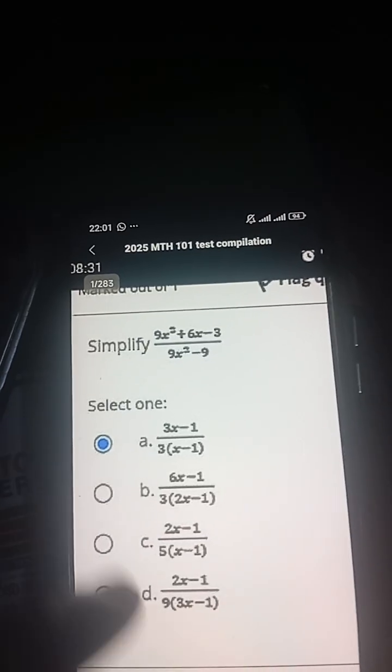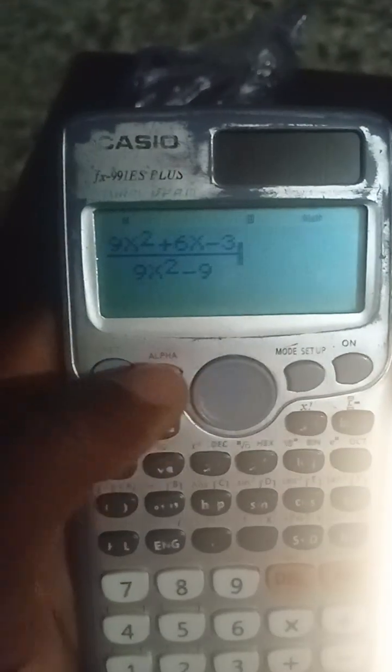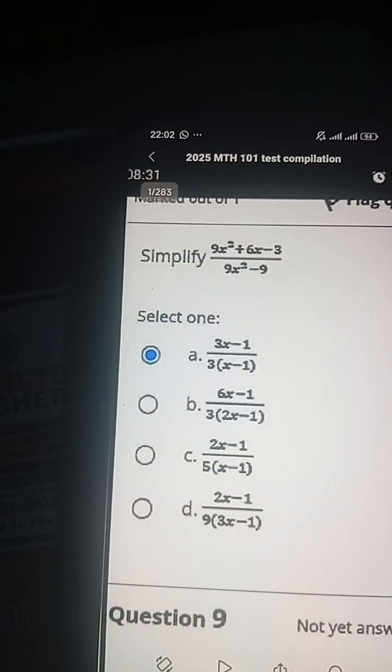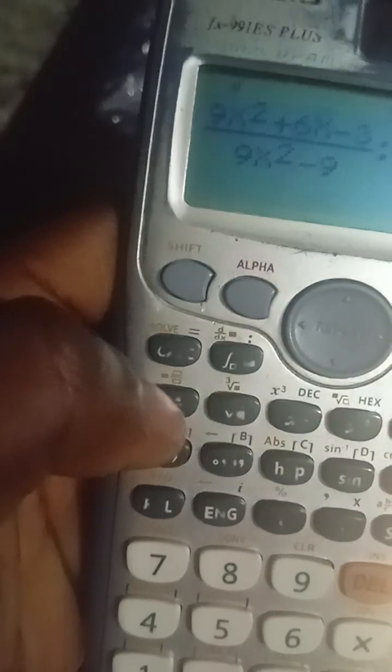What you just need to do is start testing each of the options. All these options that we have here, you put them in the calculator. There's something called colon. This one here, that's what you use, alpha and this. So you put that colon, then you start putting each of the options. The first option, as you can see, is 3x minus 1 over 3 into bracket x minus 1. So you come here, you put 3x minus 1 over 3 into bracket x minus 1. Then put colon again.